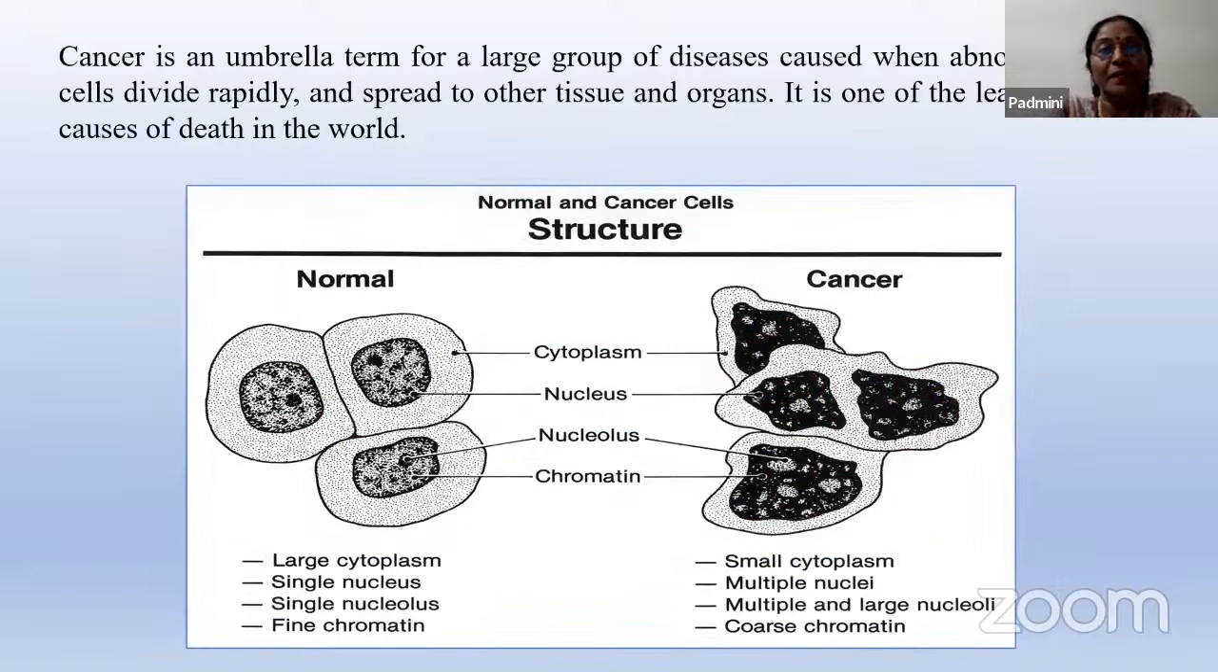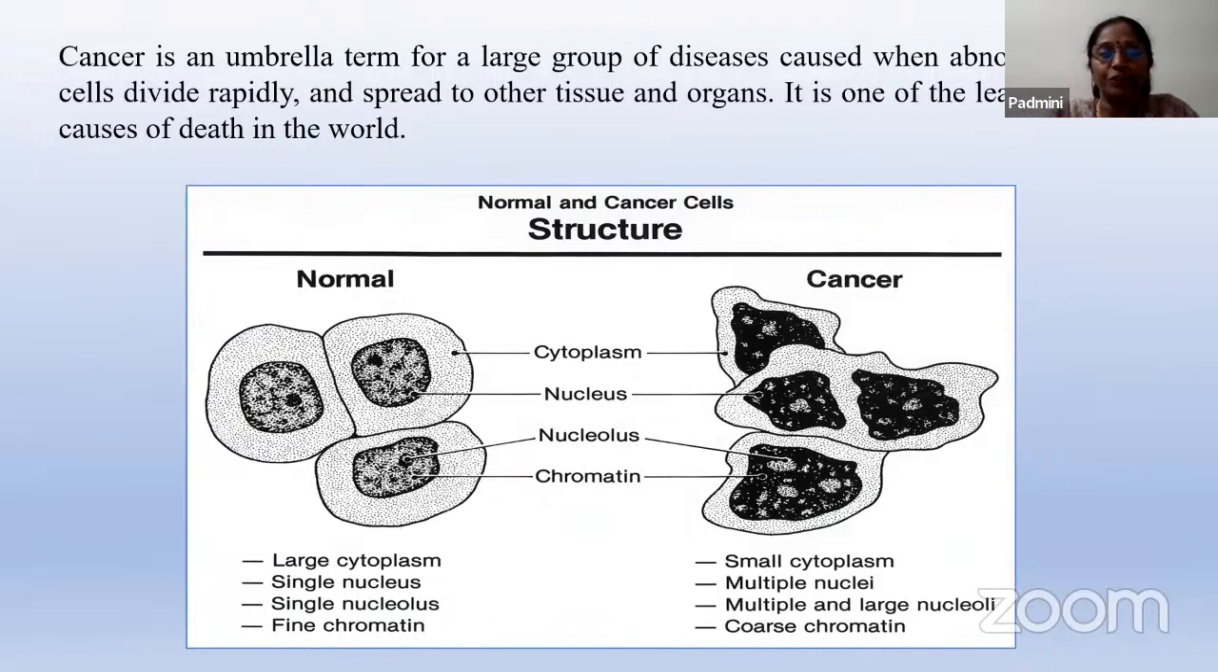It's just an umbrella term for a large group of diseases caused when abnormal cells divide rapidly. Because cancer can be of any type, say, for example, brain cancer, breast cancer, lung cancer. Cancer means you know that it is some type of abnormal cells, but the name given depends on where it originates. If it is in the brain, it's called brain cancer. If it's in the lung, it's called lung cancer. So it's an umbrella term, a single name for different diseases.